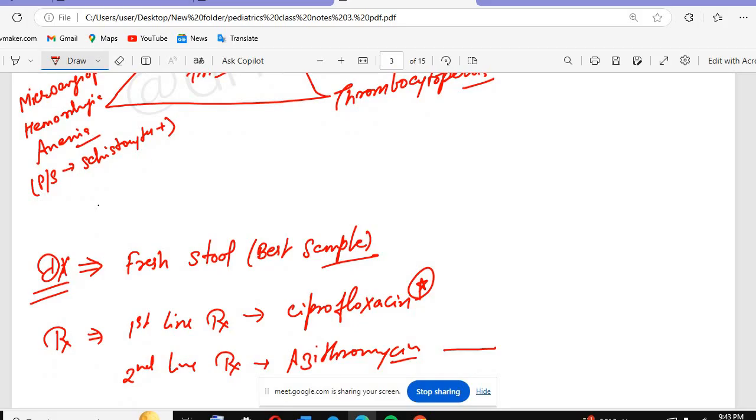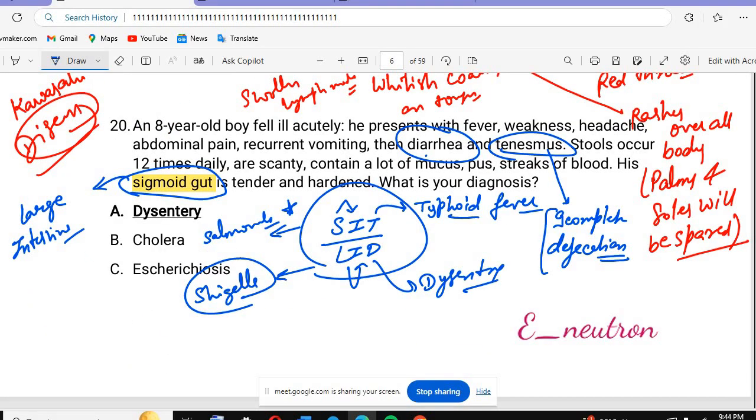How will you make the diagnosis of Shigella dysentery? You have to take a fresh stool sample, and that is the best sample to make the diagnosis. You can also take a sample from the rectum, the stool from the rectal region. Then the treatment: remember the first line treatment is ciprofloxacin. Now if you look at the questions, it has become very easy.